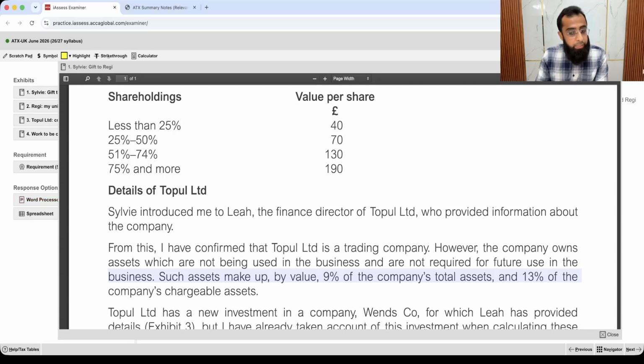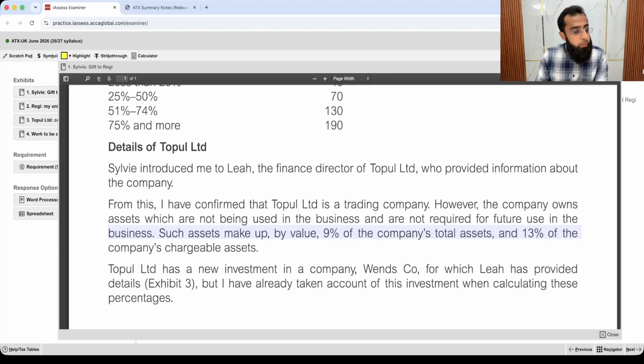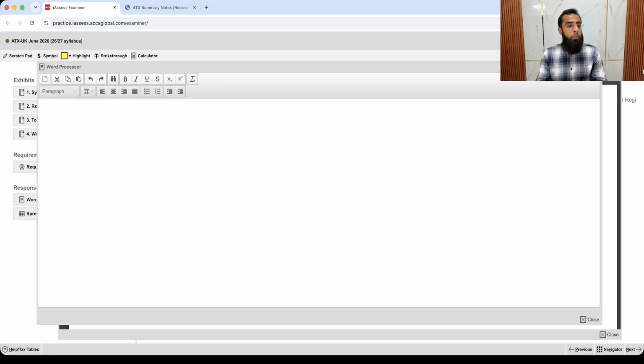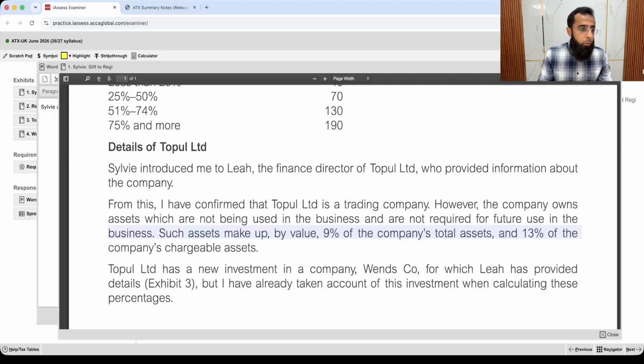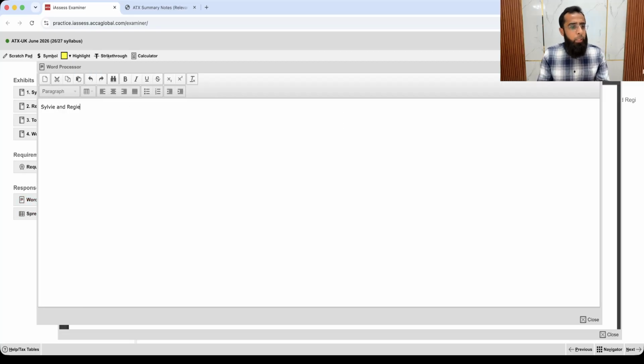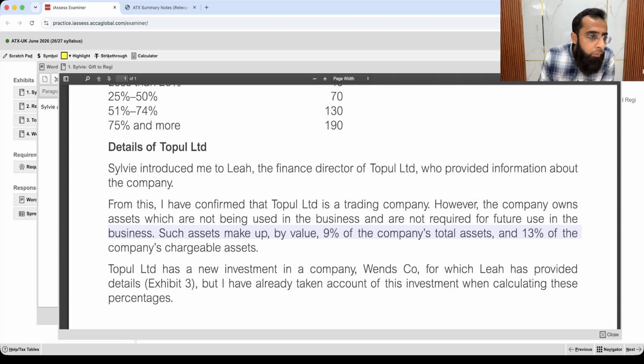Okay. So let's draft the answer in relation to it. The question is Sylvie and Regi. Okay, this is the question name if I'm not wrong. Sylvie and Regi, you can write that also, or Sylvie and Topul Limited, whatever you like. There is no marks deduction if you write the wrong name of the question, because that's just to refer to the question. Okay, just referring to the Excel.